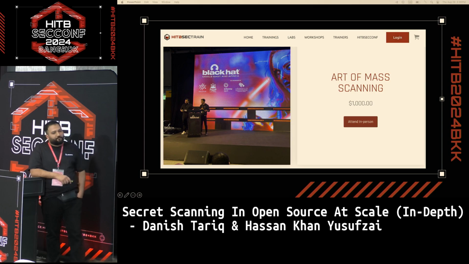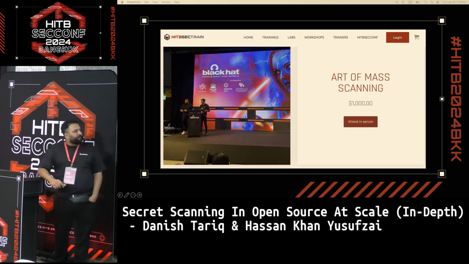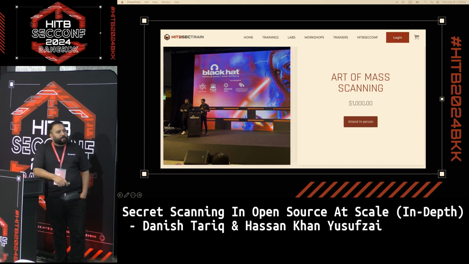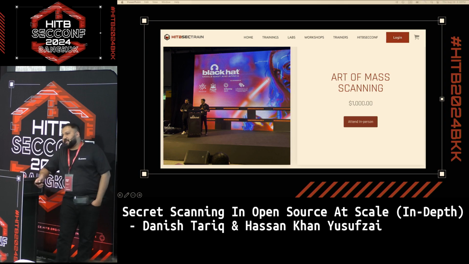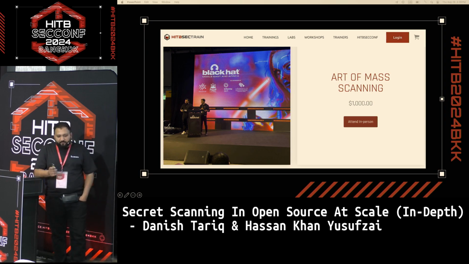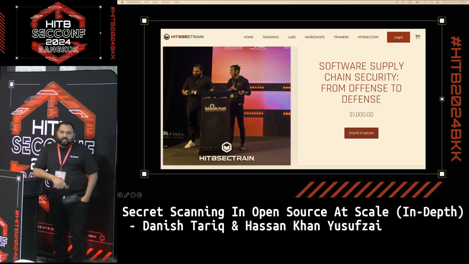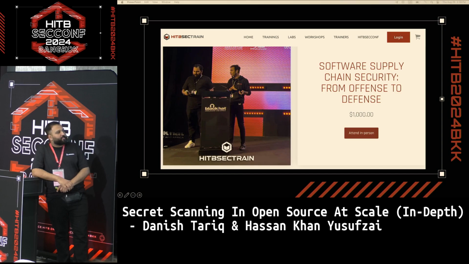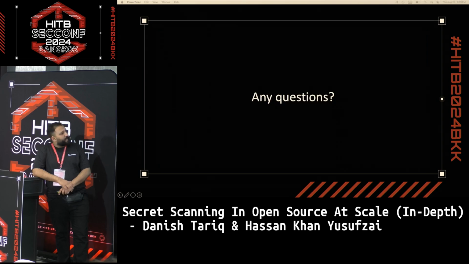Other than that, if anyone is interested in learning how these types of mass scannings are done, millions of packages and whatnot, we have a workshop at HITB Abu Dhabi in November. You can look into it, Art of Mass Scanning, and another one. It's mostly on the software supply chain from offense to defense. It includes not only the secrets, obviously, it includes different scenarios, vulnerabilities, and whatnot on the supply chain part of things, in Abu Dhabi, November, HITB.